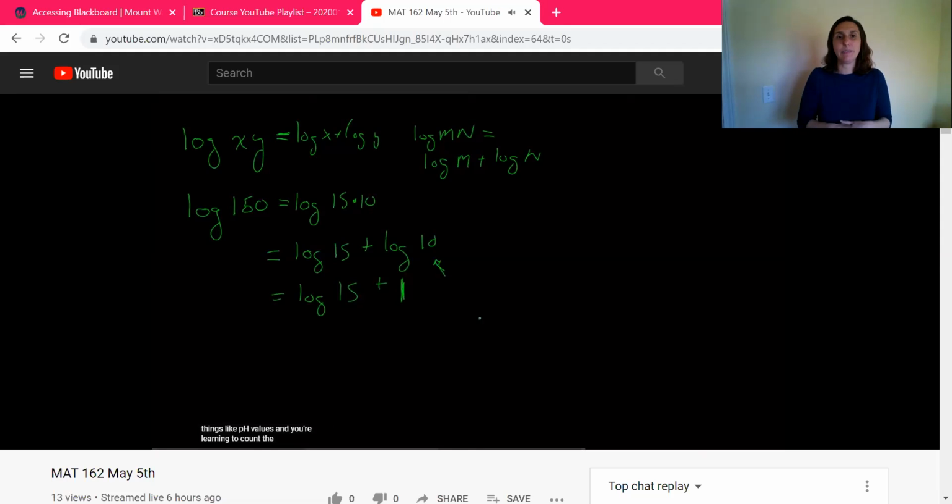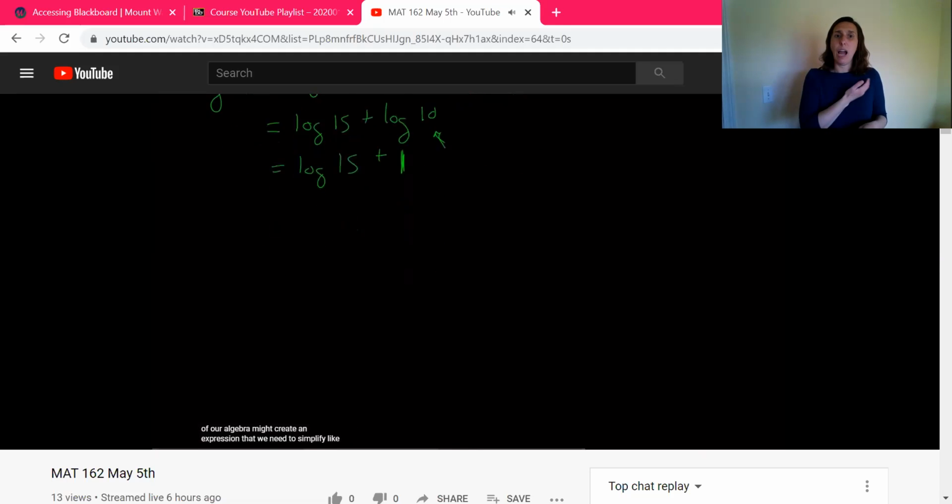And you're learning to count the number of whatever your base is coming across here. And so this is how this rule tends to get exploited. But sometimes some of our algebra comes through very oddly. So some of our algebra might create an expression that we need to simplify like this.